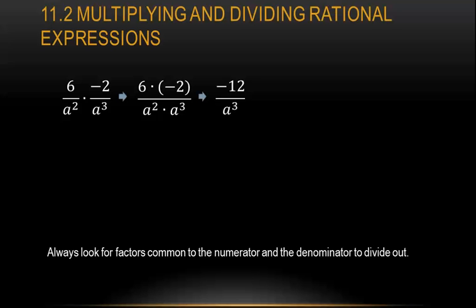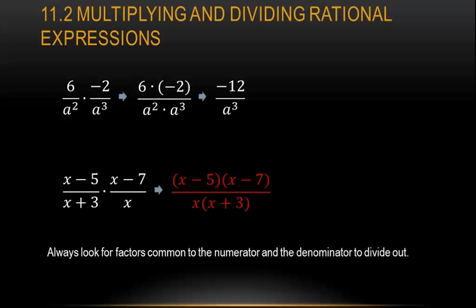Let's look at a second example with binomials in the rational expression. And once again, we multiply the numerators and the denominators together straight across, and we get the product of x minus 5 times x minus 7 on the top, and on the bottom x times x plus 3. Just notice I moved the x in the front because that's just the standard form. But there are no common factors, so this is our final answer.